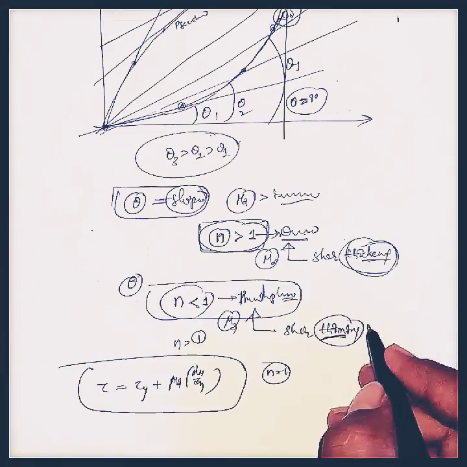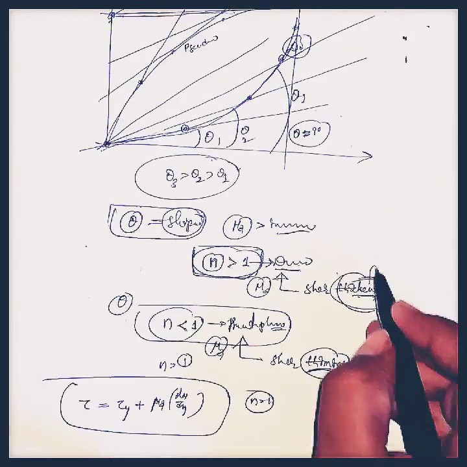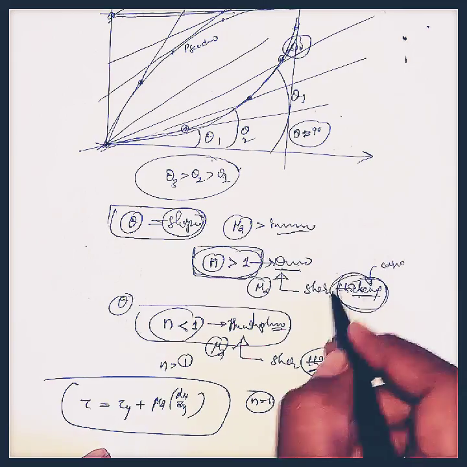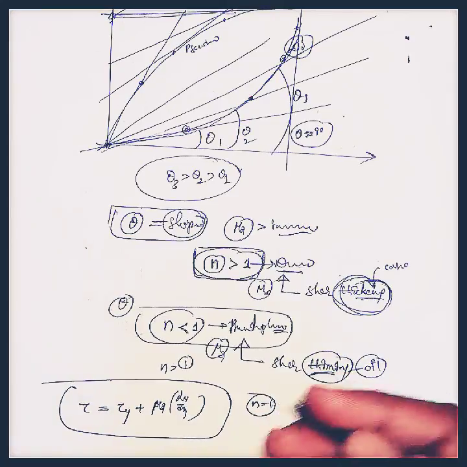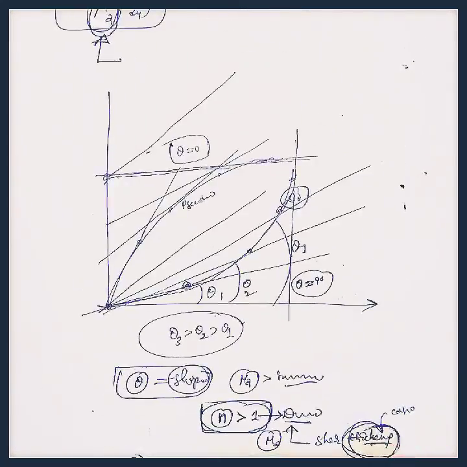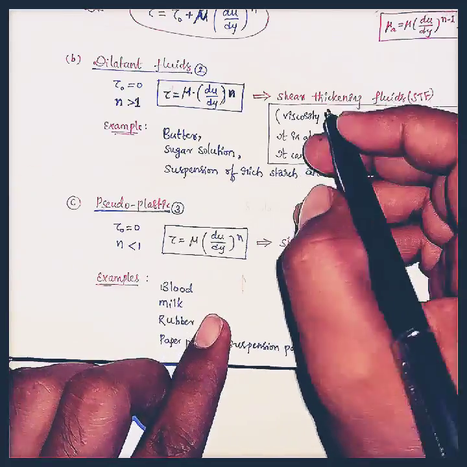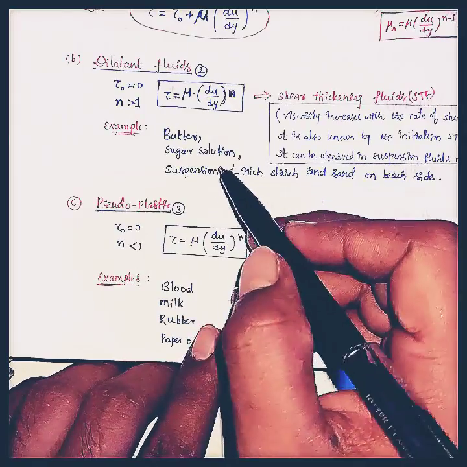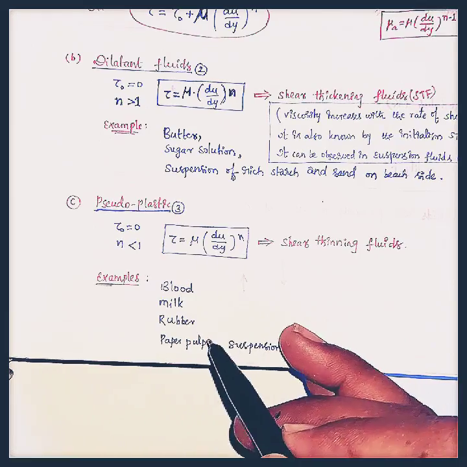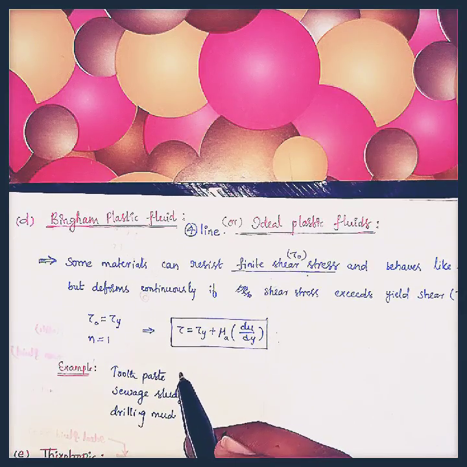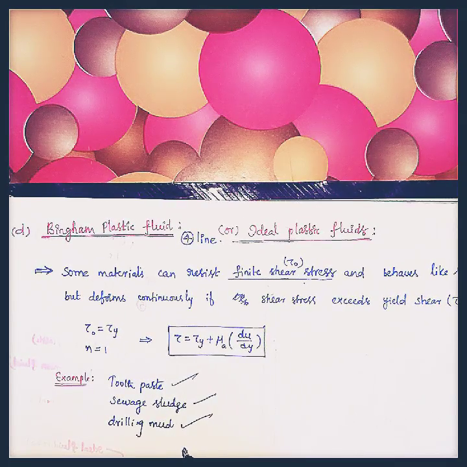We can consider an example of this, like any oil which is low viscous. Here for this one, castor oil is thickening, okay. If we pour it on the floor, it will not flow easily because of these thickening fluids, okay. This is the analysis of non-Newtonian fluids based upon the graph, okay. Some examples for dilatant fluids are butter, sugar solution. For pseudoplastic fluids, there are blood, milk, rubber, paper pulp. For Bingham plastic fluids, the examples are toothpaste, sewage sludge and drilling mud, okay.